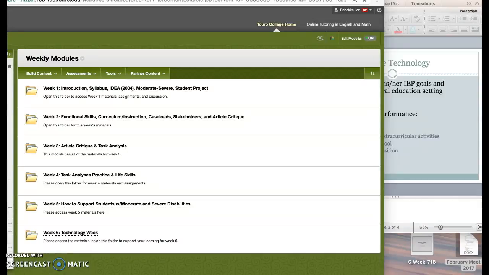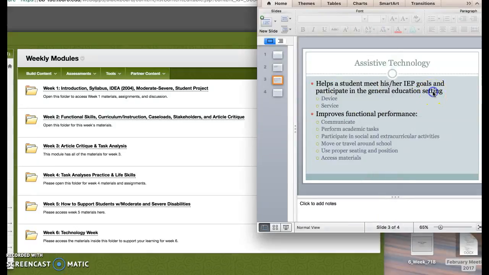Hello everyone, we've made it to week 6, which this week we're talking about technology and mostly a focus on assistive technology. Assistive technology basically helps students meet their IEP goals and also participate in the general education setting. The important thing to remember is that assistive technology can either be a device or it can be a service.